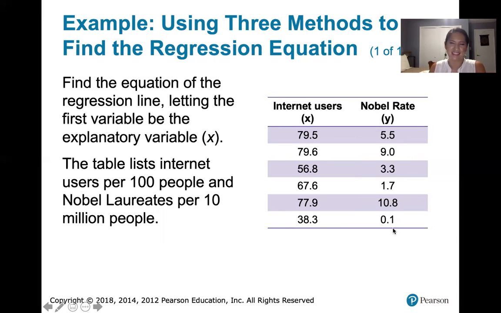I know the first time I saw this data, I was like, you can't have 5.5 Nobel laureates, but I guess it's 5.5 per 10 million. So I think that number now makes a little bit more sense. So our goal now is to find the regression equation, if it's appropriate, for these x values paired with these y values.